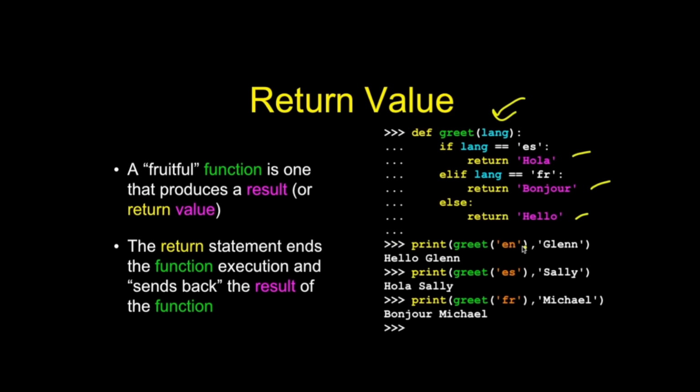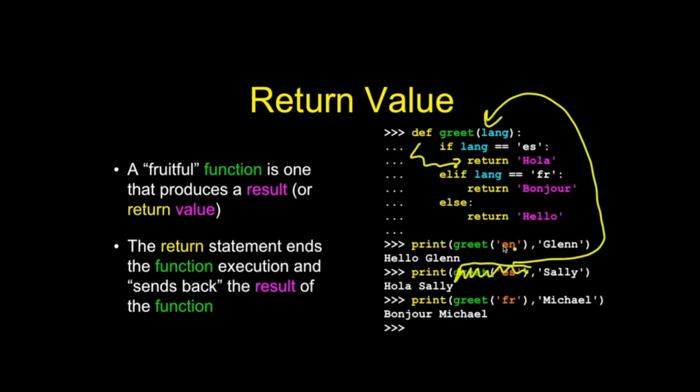So now we say print greet en, so it runs the code once, lang is en, and then it runs this code, and the residual value is hello, so it says hello Glenn. Similarly, when it runs this code, it passes es in as lang, it runs through, and it runs this statement. If there were more statements, it wouldn't run them as soon as this return runs. That says that this bit right here is now hola, so hola Sally. And the same with French. It goes in, runs again, out comes the return statement, and then bonjour Michael.